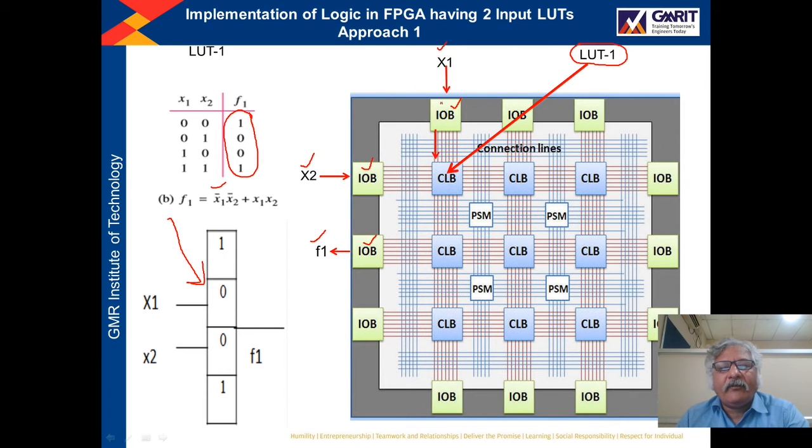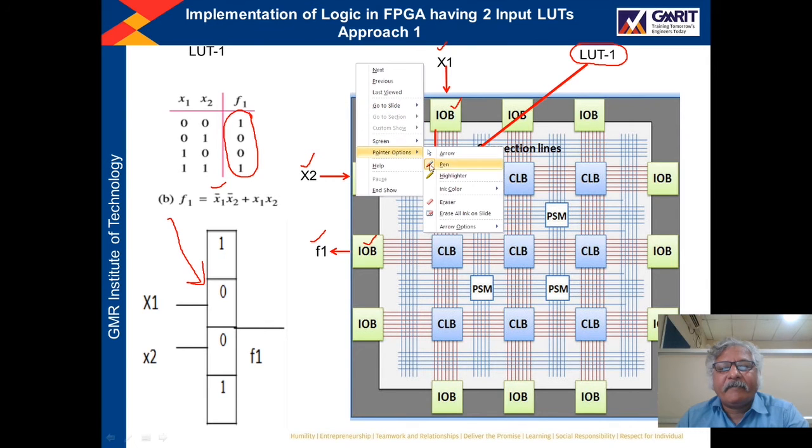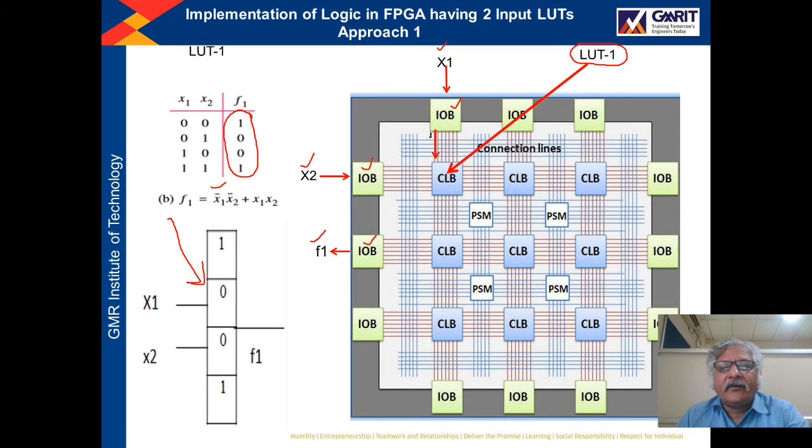Now you see, from this IOB, the routing will be done in this way towards the LUT of this particular CLB. So this is the routing. This routing will be done in this way so that the input should reach this particular LUT. Now from the second input X2, the input will be routed to this CLB in this way.